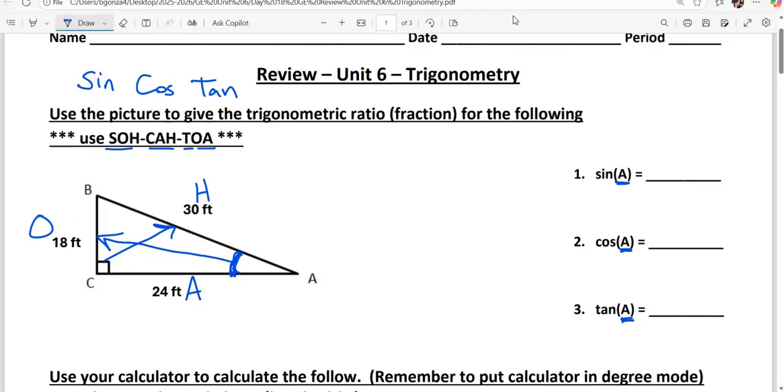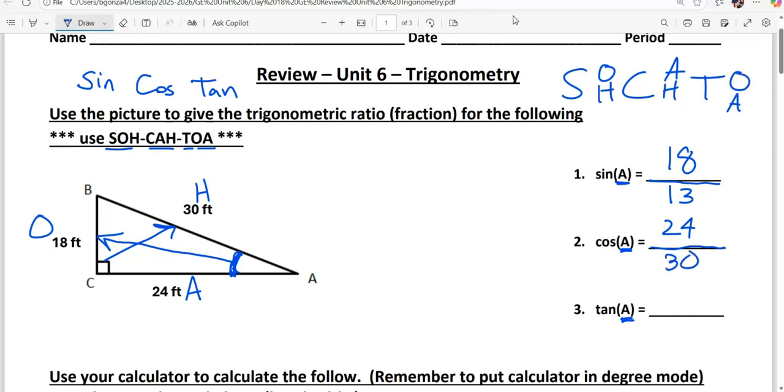Sine is SOH, right? So, O over H, 18 over 30. Use this line as a fraction bar. CAH, A over H is 24 over 30. And then TOA, O over A is going to be 18 over 24. Now, when it says give the ratio or the fraction, that's it. You're not solving. You could solve for A now that you know inverse trig, but they're not asking for A. They're just asking you for the ratio. That's it.